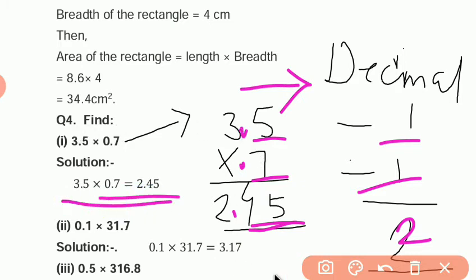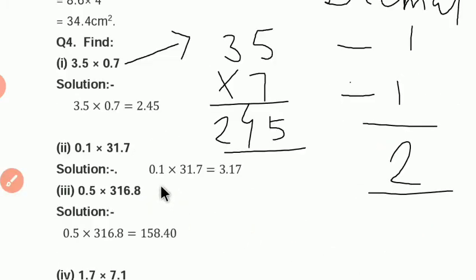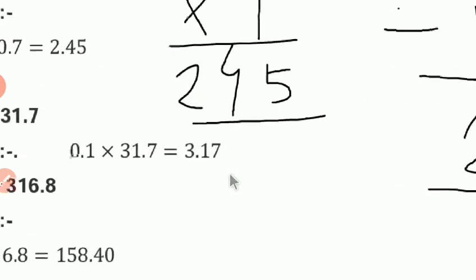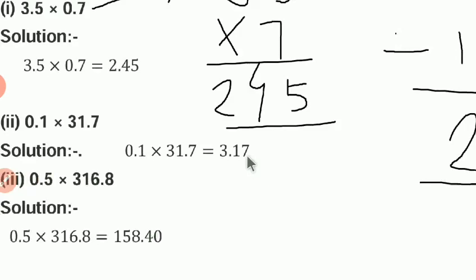Now question number 2, 0.1 into 3.17. Here also first we'll multiply as whole numbers, as in question number 1. So it will be 317 into 1, which is equal to 317. We only have to count the digits after each decimal point. Here, how many digits after the decimal are given? 1, and in this number also 1. So 1 plus 1, 2. It means in the answer from the back we have to put the decimal after 2 digits. So we can write the answer as 3.17.